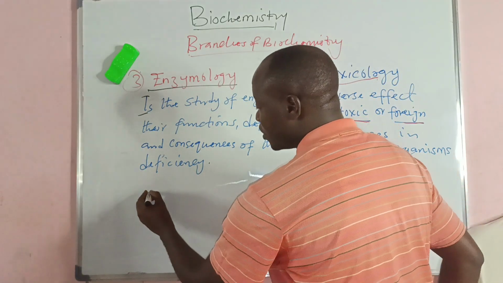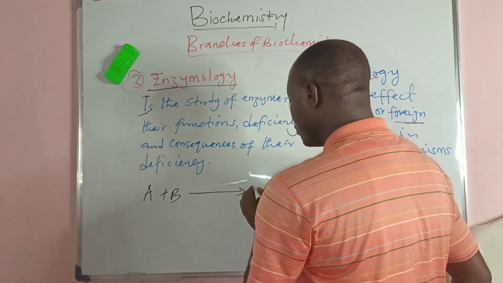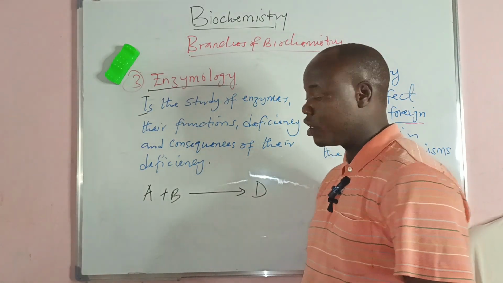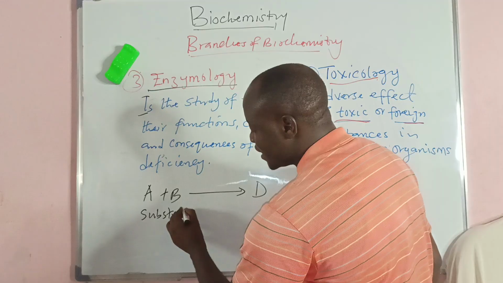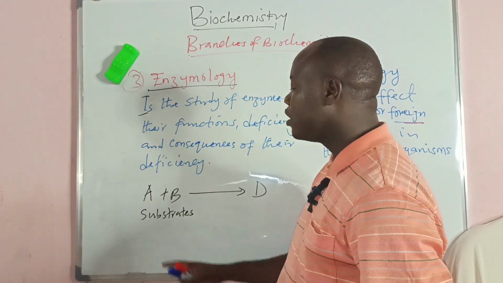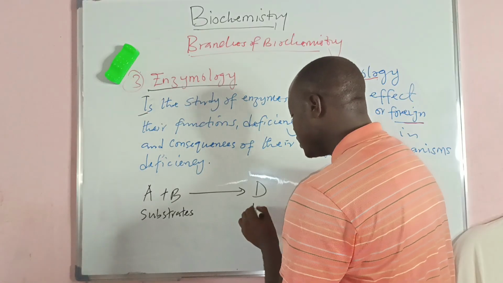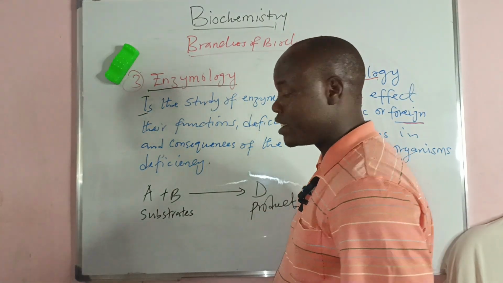For example, if A and B combine to produce D as a product, these are our substrates. So we have two substrates here. Our substrates here are A and B, and this is our product. So what is the importance of enzymes?